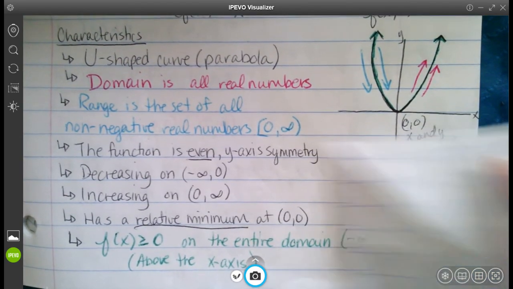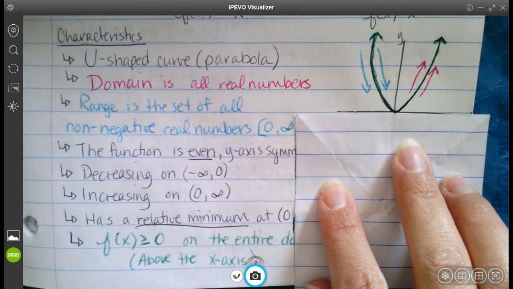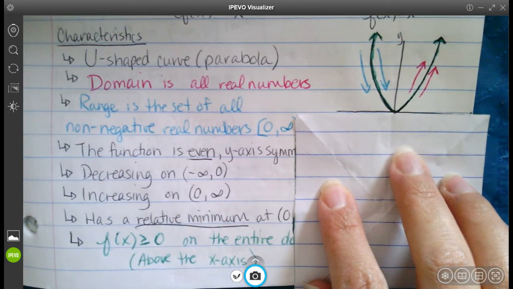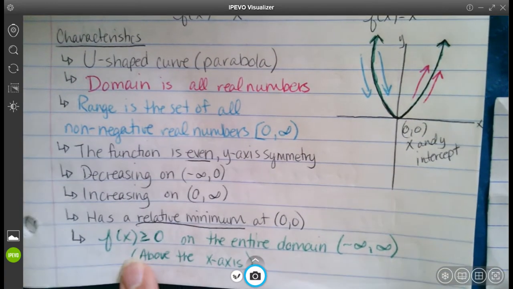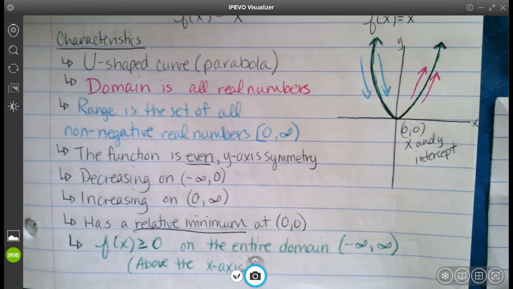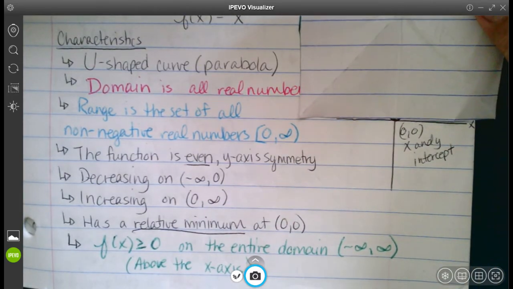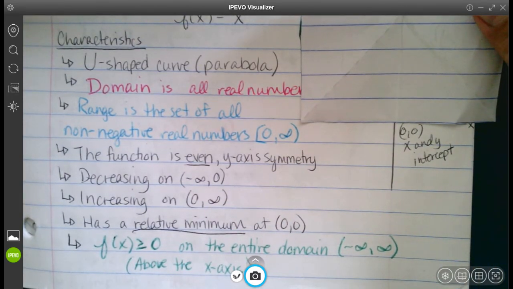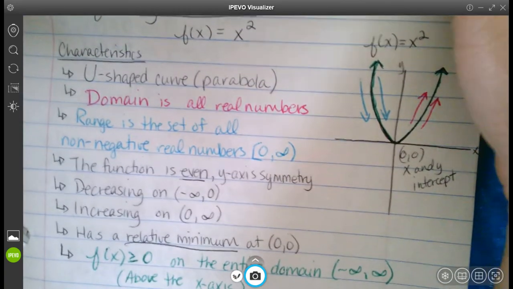So if I were to say, well, where is the graph on top of the x-axis? Well, the entire graph is on top of the x-axis. So if the entire graph is there, that means that the entire domain is going to be our indicator for this. Okay. And if I asked you where it was below, you would say nowhere because there's nothing below, just blankness. Okay. All right, more properties.